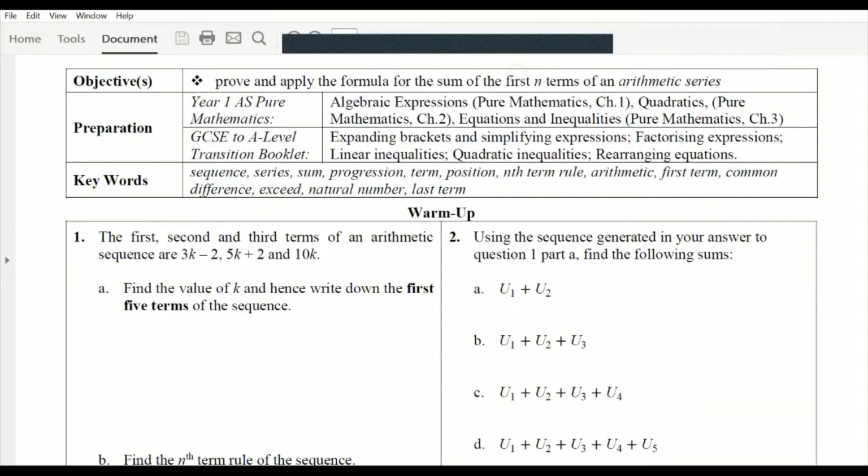Now notice we've used the word series here. There'll be more about that later. So let's just get straight into it.